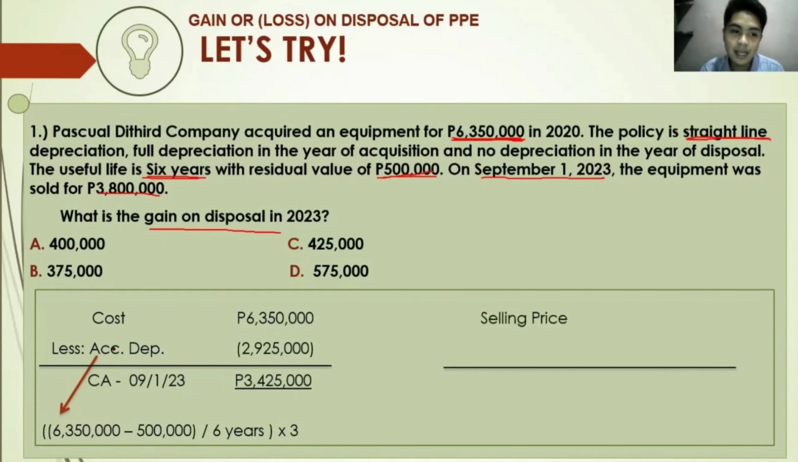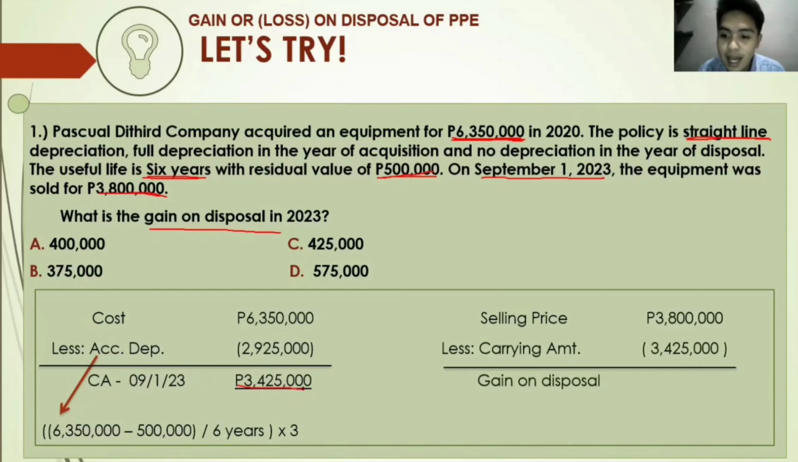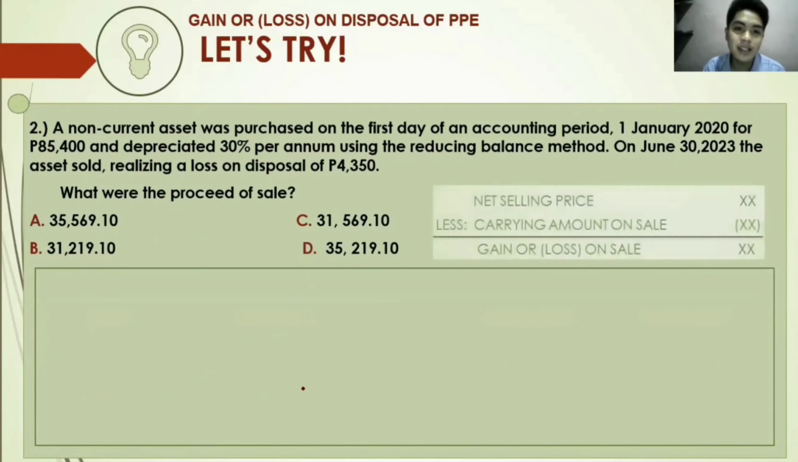Selling price. How much yung selling price? 3,800,000. Okay, yun yun. Less natin yung carrying amount na 3,425,000. So how much the gain on disposal? 375,000. The answer is letter B. Para mas maintindihan ninyo at mas maunawaan ninyo, proceed tayo sa example number 2.